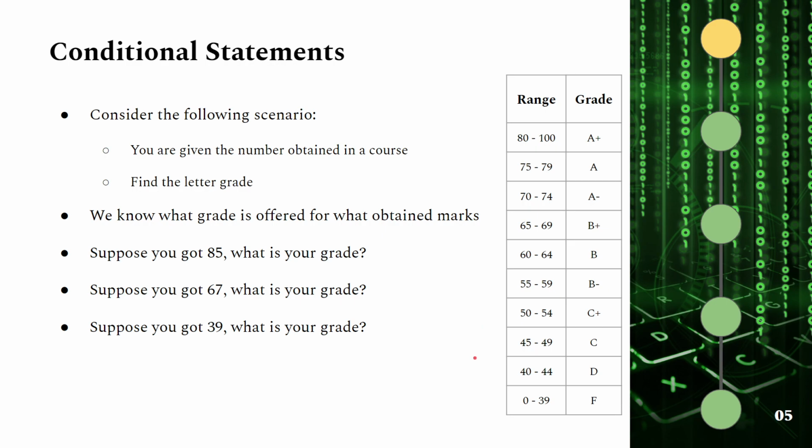Now if you watch carefully, it was a sequential checking. First I saw that condition. What was the condition? Is my mark 67 in between the lowest value and the highest value of the range? I did this checking.